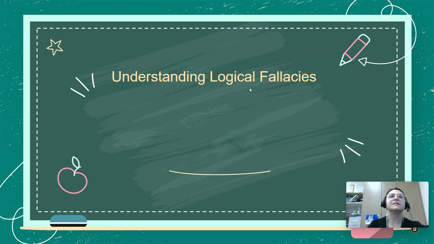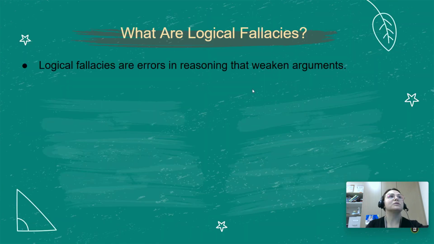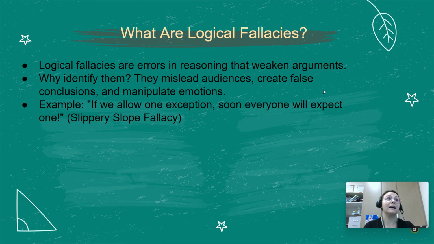Understanding logical fallacies today, and specifically analyzing logical fallacies in arguments. So as a reminder, what are logical fallacies? They are errors in reasoning that weaken your argument. Why do we care about finding them? Because they mislead you or the audience, and they make the audience create false conclusions, or they manipulate people's emotions rather than actually using evidence.